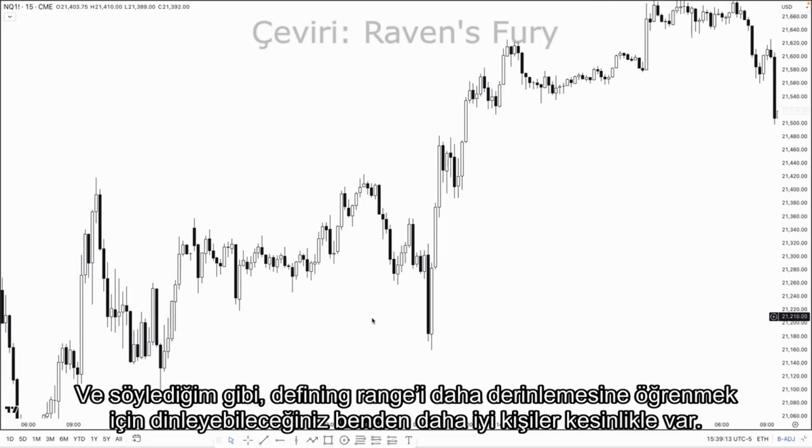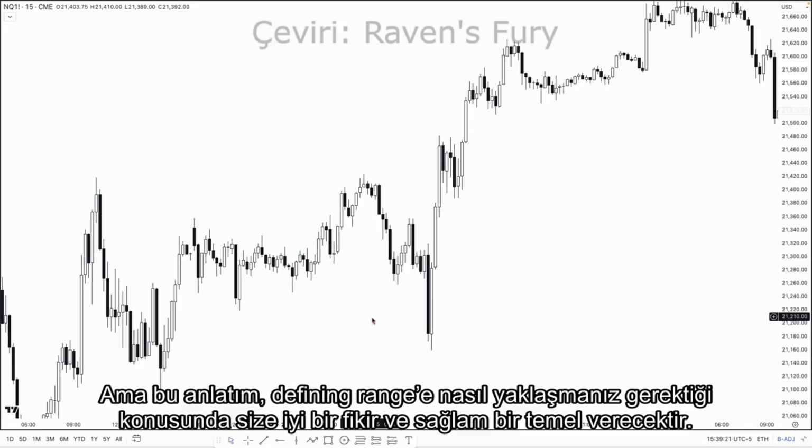And as I said, there's definitely better people to listen to when going into the defining range at a deeper level. But this should give you a good idea or a good foundation as to how to approach the defining range.